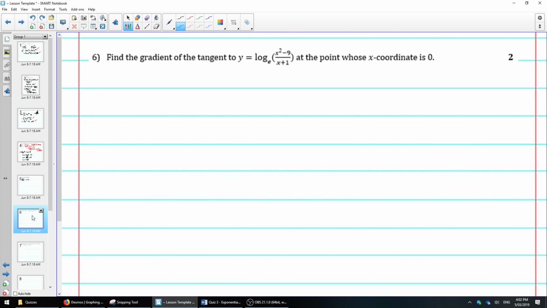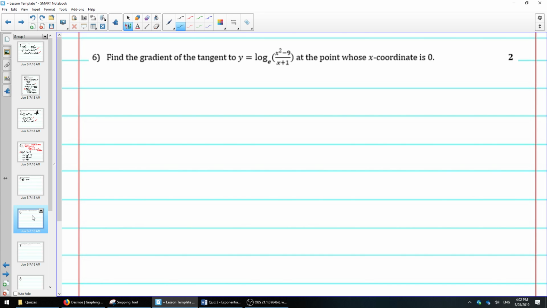Alright, so gradient of tangent. Gradient of tangent is found by differentiating. So you know right away there's probably going to be a mark for differentiating, and then at the point whose coordinate is 0, there's another mark. Okay, there's your 2 marks. So you should look at this question like, I'm going to differentiate that, and I'm going to make x equal 0.